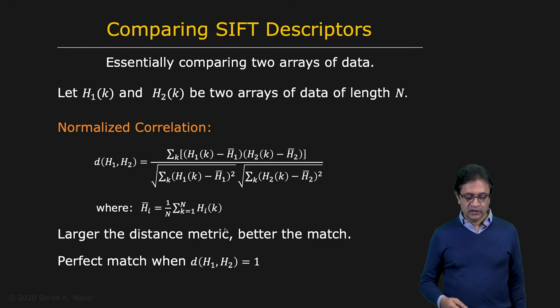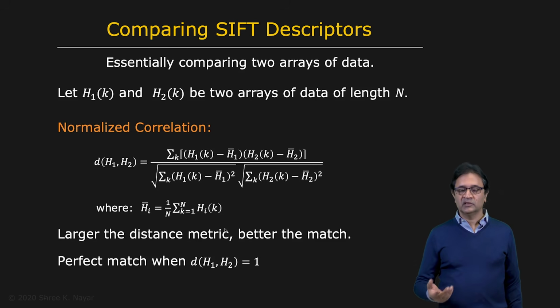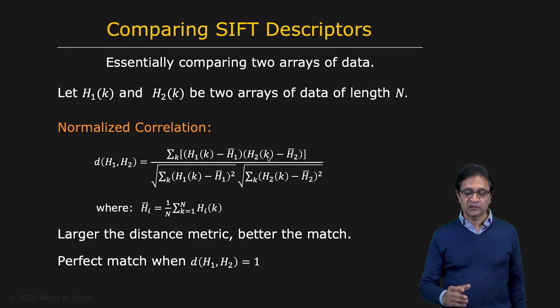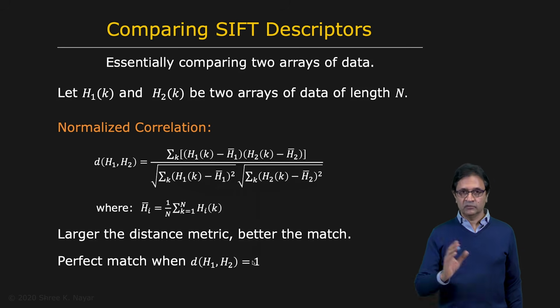Another way to do this is by using normalized correlation, when we talked about this in the context of template matching. So this is the first histogram, the second histogram, you're subtracting the means here, and you divide by the energies of the two histograms, and if the normalized correlation is 1, you have a perfect match.